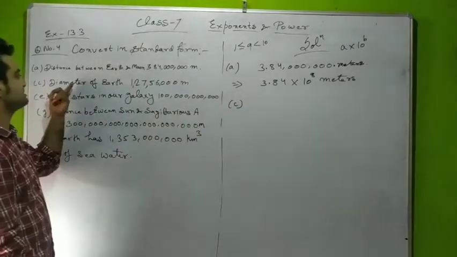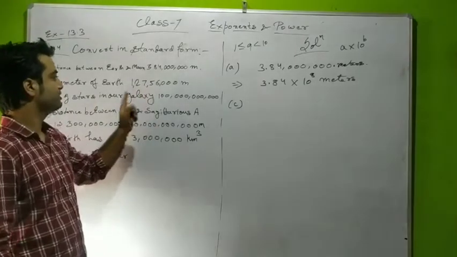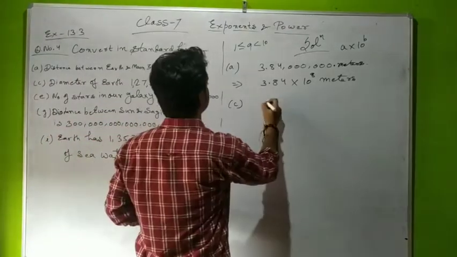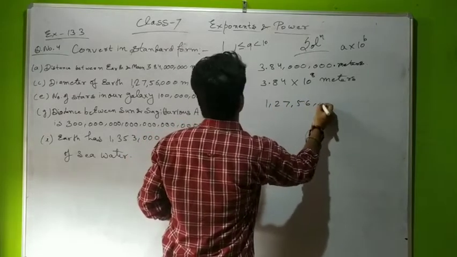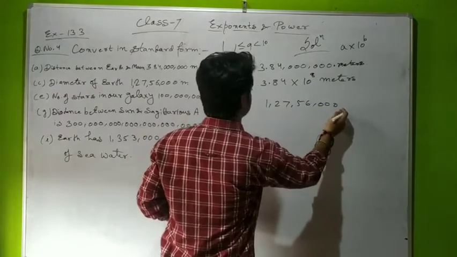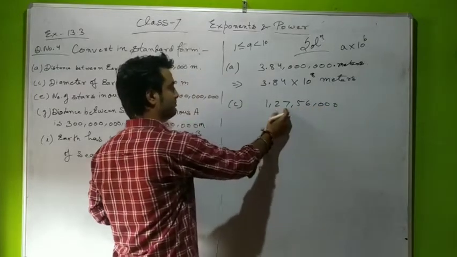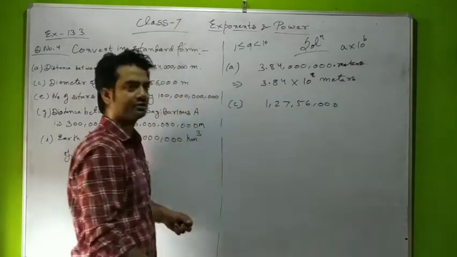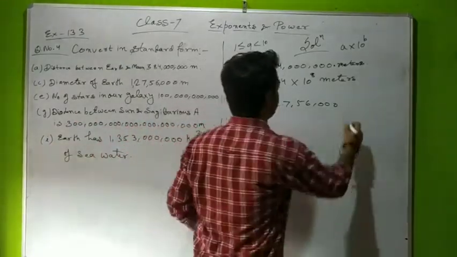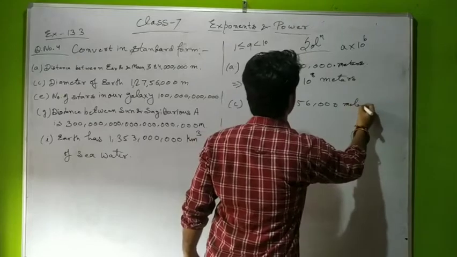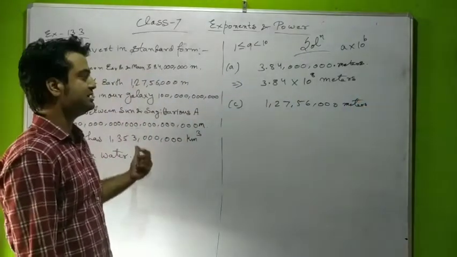This part has given the diameter of Earth. Here, if you see, the comma is after every 2 digits, so it is written in the Indian method. So it is ones, 100, 1000, 10,000, then lakh, 10 lakh and crore. So it is 1 crore 26 lakh 56,000 meters. This is the diameter of Earth. We have to convert it into standard form.